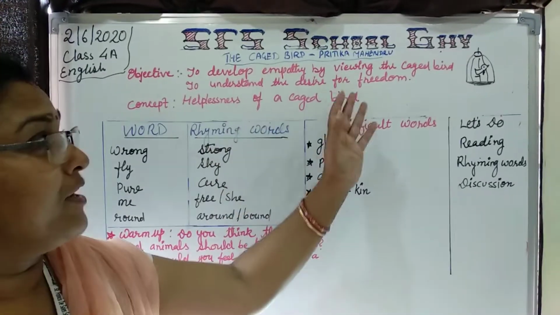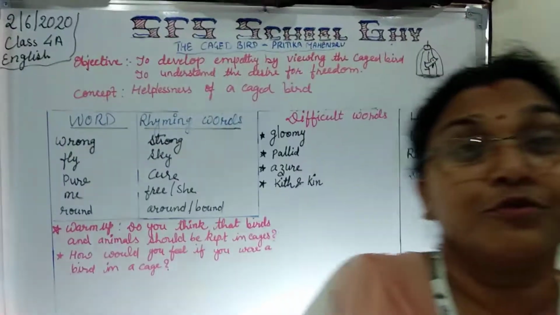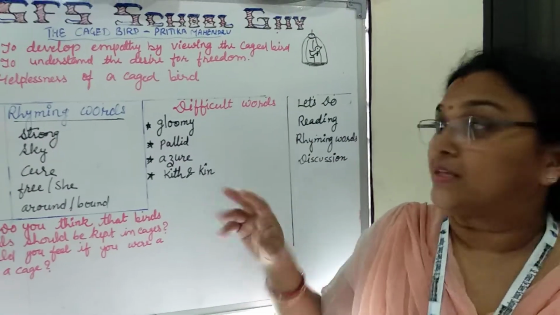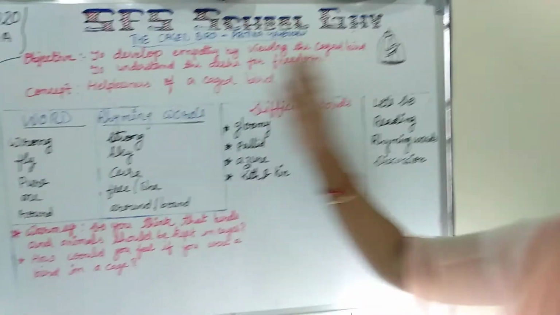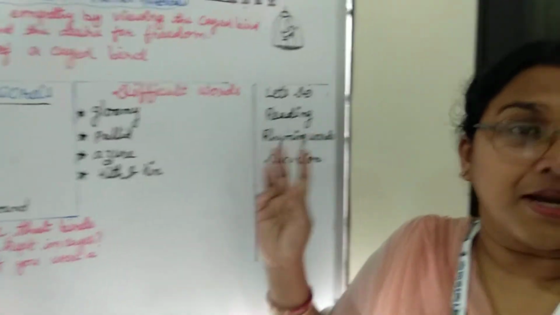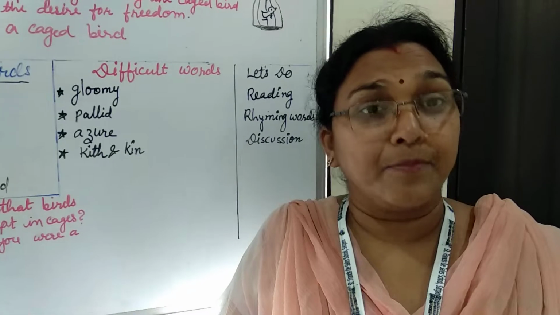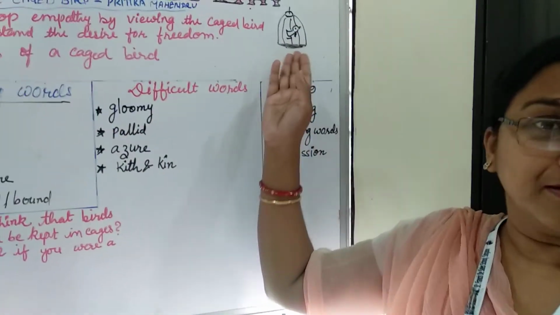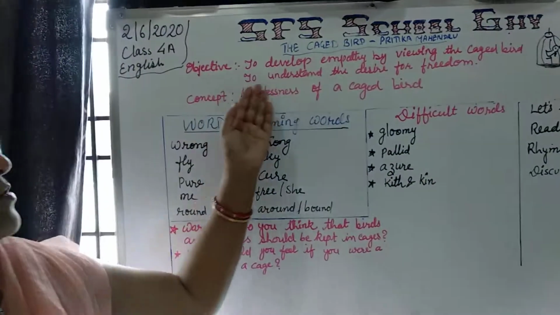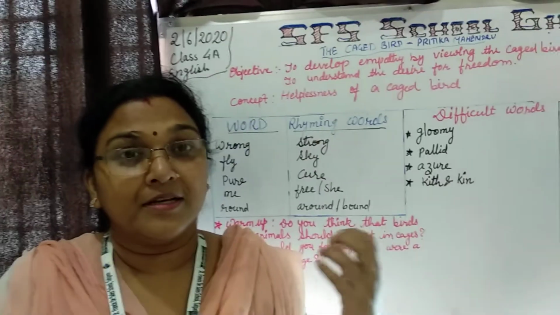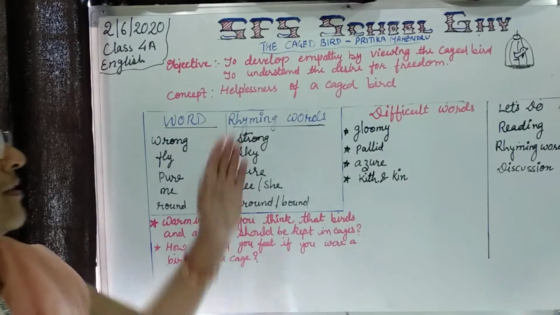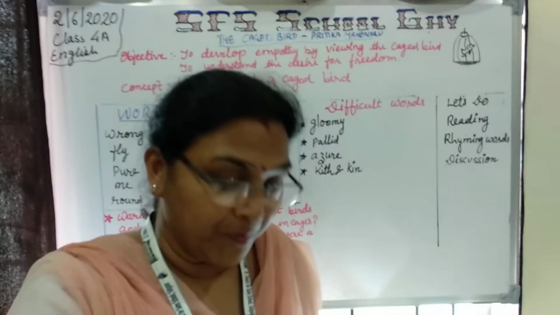We want to develop an empathy, a feeling, so that you can also understand what is happening in the mind of the creatures which are kept in the cage. Secondly, the main concept of this poem is to show the helplessness of the birds which are kept inside the cage. They don't want to be inside the cage, but they are helpless, and because of that they are remaining inside the cage. Everybody wants to have freedom in their life. So the objective is to understand the desire of the birds and the importance of freedom in our life.